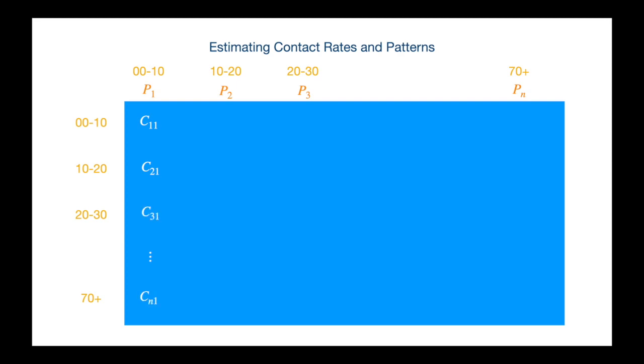For the participants in the second age group, we can similarly write. So the second index has become 2 to indicate that these are the contacts of the people in the second age group, and similarly for the other age groups.